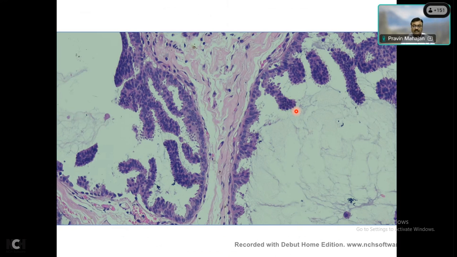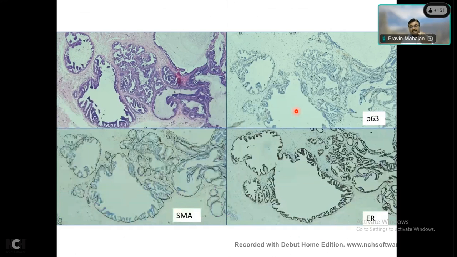It is not a benign condition, but still, if you are in doubt, you may resort to immunohistochemistry. And what you see on a P63 and SMA is that all these ducts have myoepithelial cells in the periphery, but there are no myoepithelial cells within this core or fibrovascular core. And if you do the ER, it is diffusely strongly positive in the entire lesion. That tells me that this is a clonal population, and then this is a micropapillary DCIS.